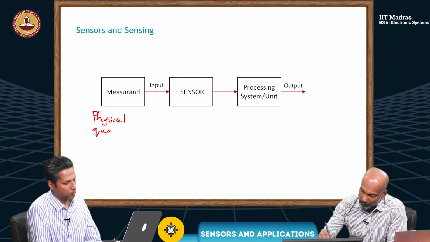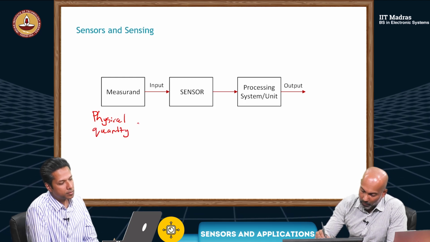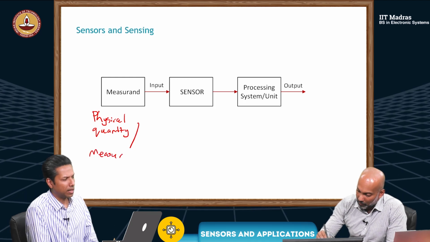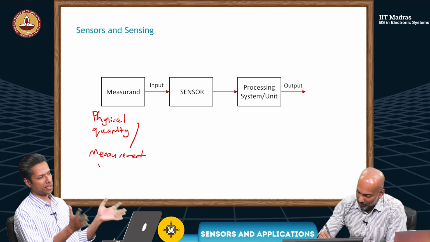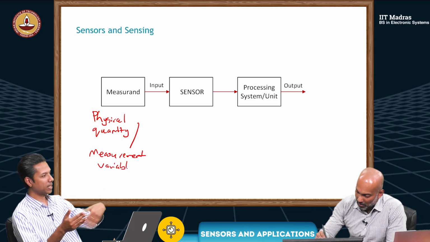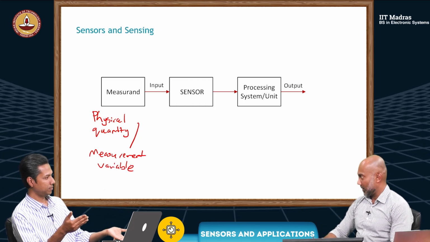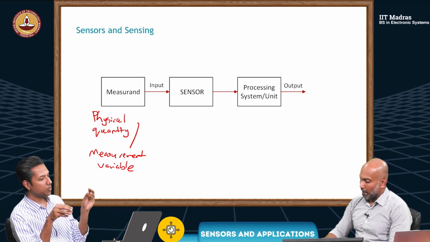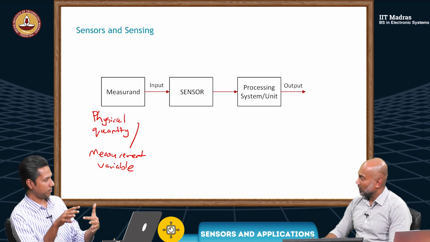Or some sort of a measurement variable. Something that varies, that you are interested in monitoring. Yes. For example, the vibration that we mentioned in the previous slide. That could be a measurement. Okay. So that is given as an input to the sensor.